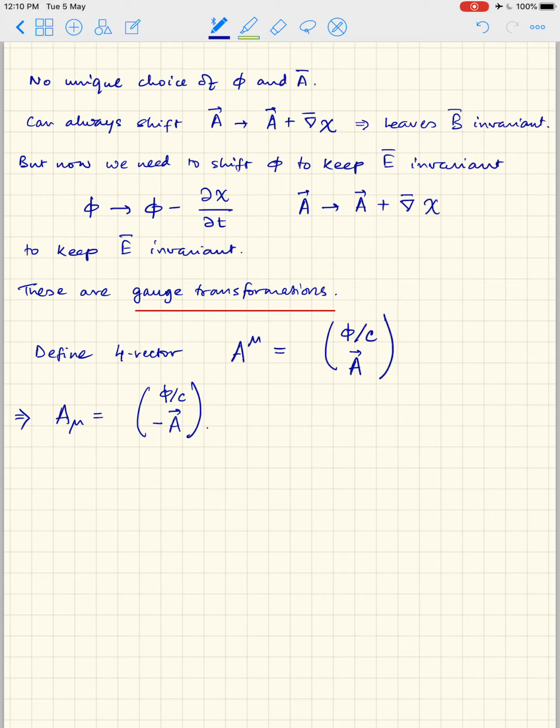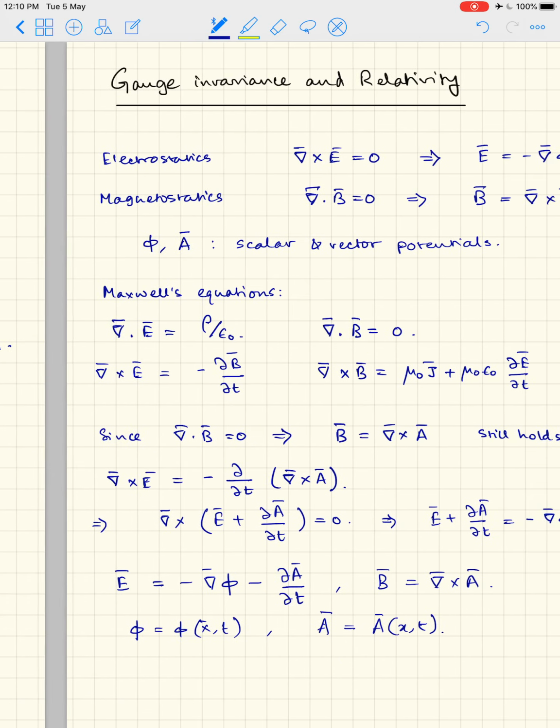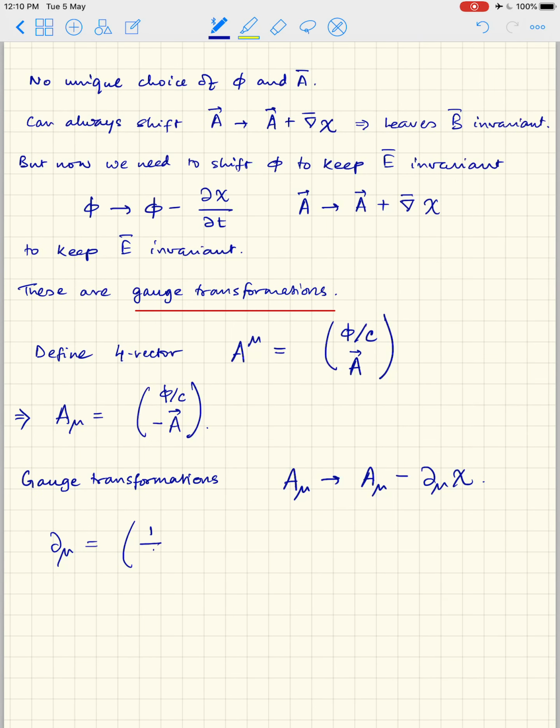So the gauge transformations take this very nice form of A mu going to A mu minus del mu of chi. Remember, del mu was just given by, according to my conventions, 1 over c del t and gradient.